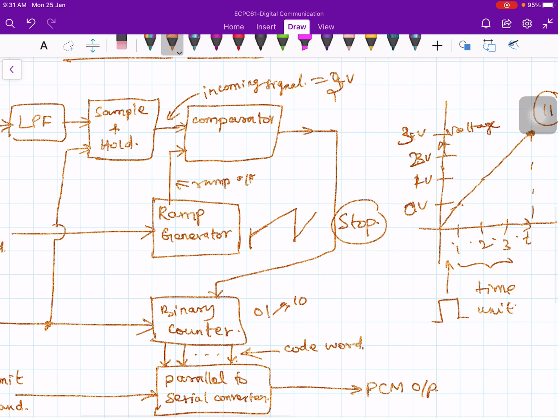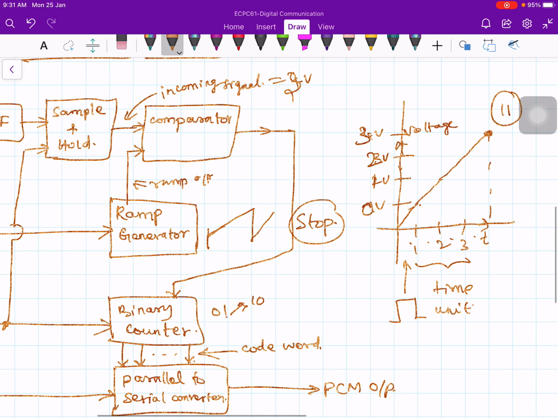So the incoming sample is compared with the ramp output, and when the ramp signal value exceeds the sample value, the comparator generates a signal which becomes a stop signal for the binary counter. At that time the binary counter stops, so it stops at 1, 1.